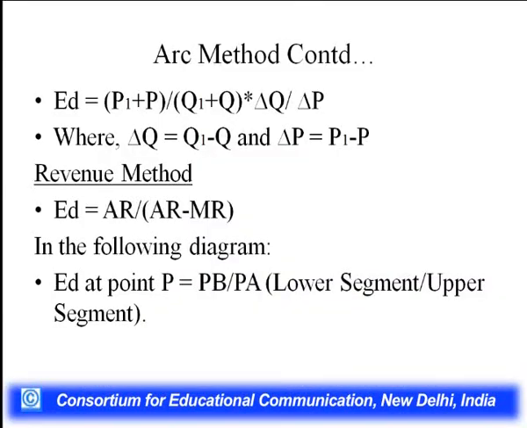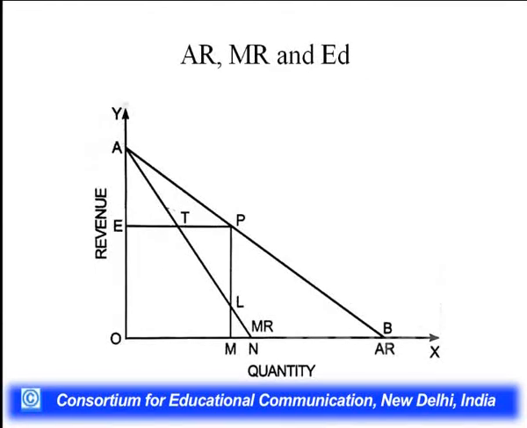The next method is the revenue method, and I told you in an earlier part of this lecture that in fact the revenue method is not a method to measure elasticity, rather it is a way to express the relationship between elasticity of demand and average revenue and marginal revenue, and the relationship is that ED equals AR divided by AR minus MR. And in the following diagram, again ED at point P is equal to PB upon PA, lower segment by upper segment. This is the AB demand curve. At point P, the elasticity would be PB upon PA.